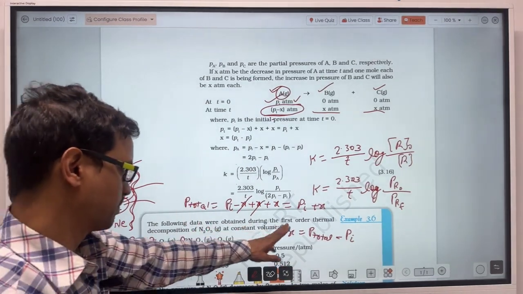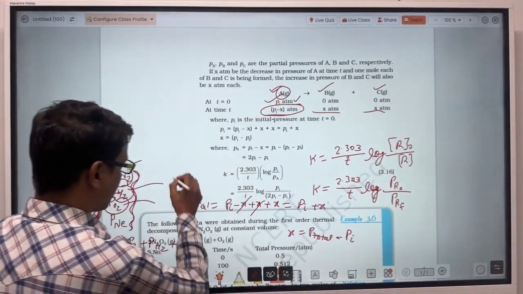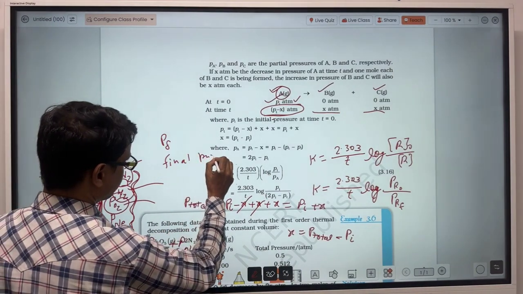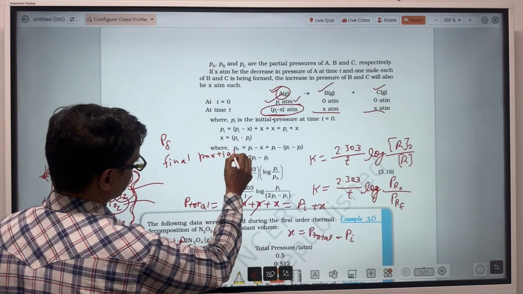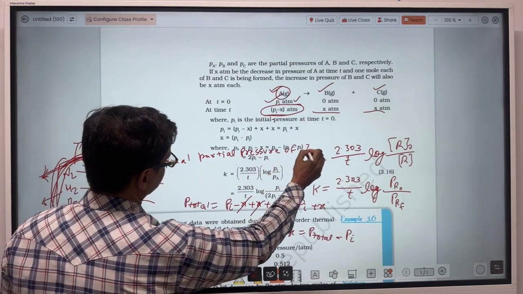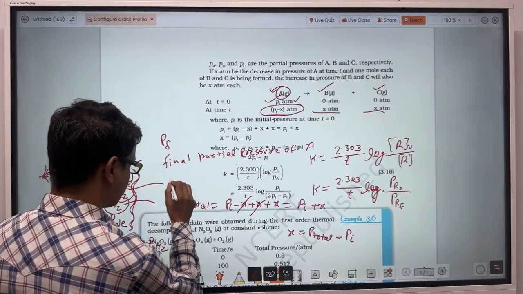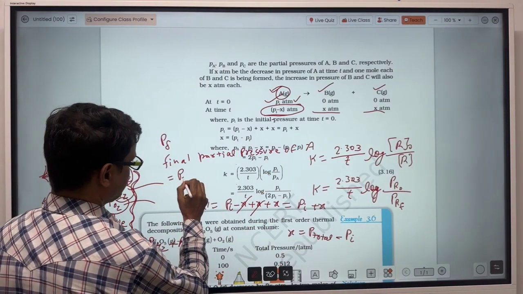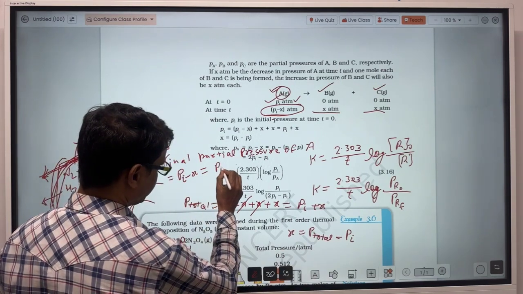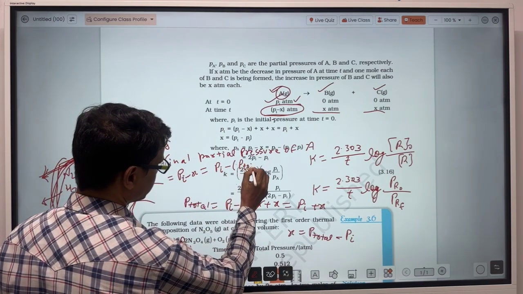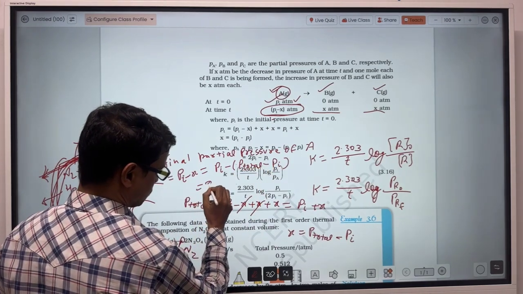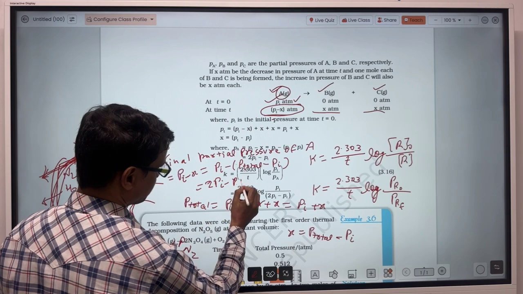Okay. X will be equal to this much. So the final partial pressure of A will be equal to how much? Pi minus X, and X we have calculated here. So that will be equal to Pi minus (P total minus Pi). That is equal to 2Pi minus P total.